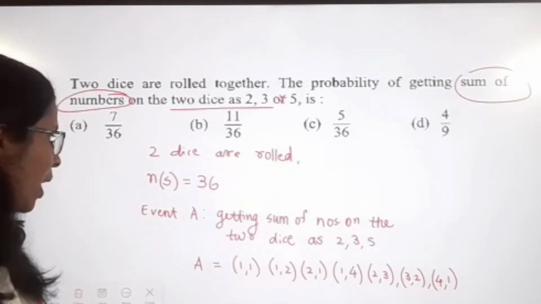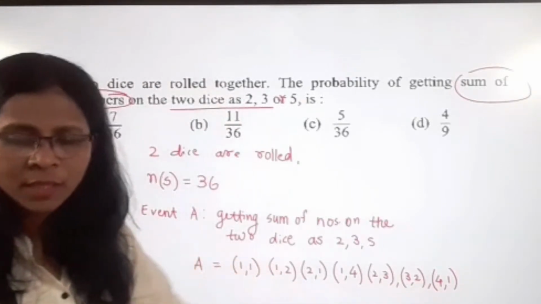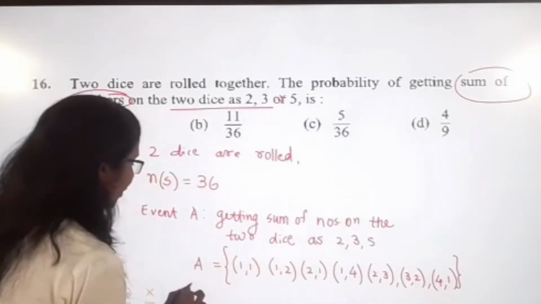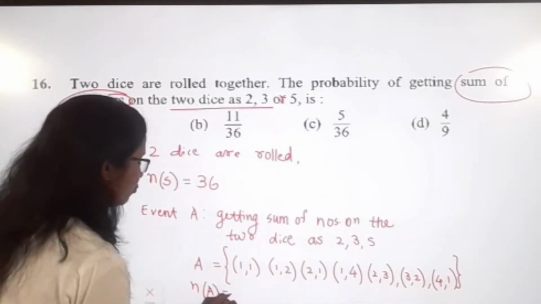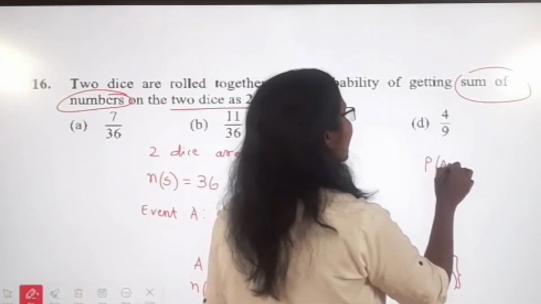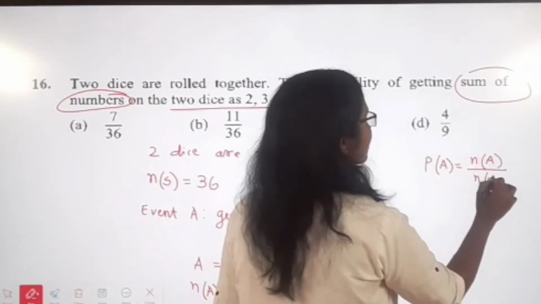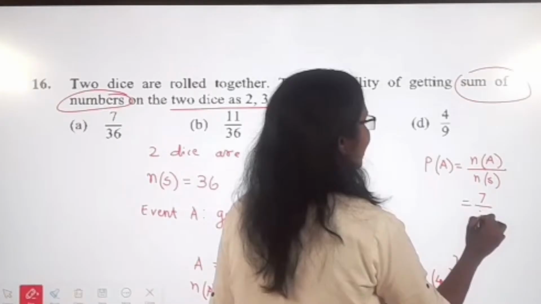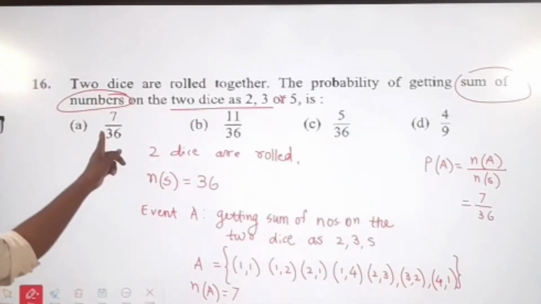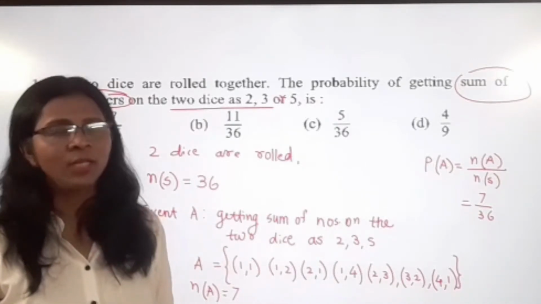So now here students, these are the possibilities. How many terms are there? 1, 2, 3, 4, 5, 6, 7. So there are 7 possibilities. So we write in the curly bracket. So n of A is equal to 7. Now the probability of A is equal to n of A upon n of S. So n of A is 7 and n of S is 36. So 7 upon 36, that means the correct option is A, 7 upon 36. Okay students.